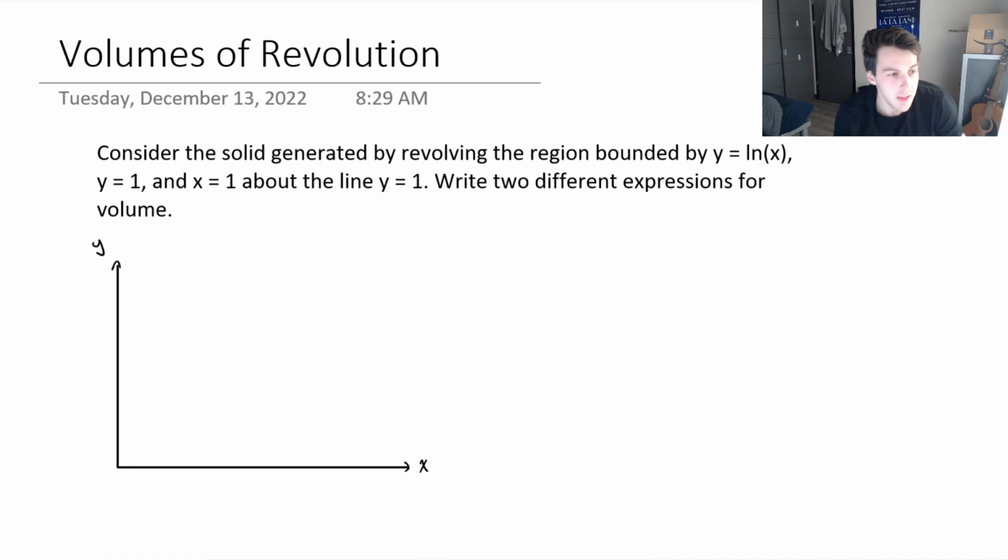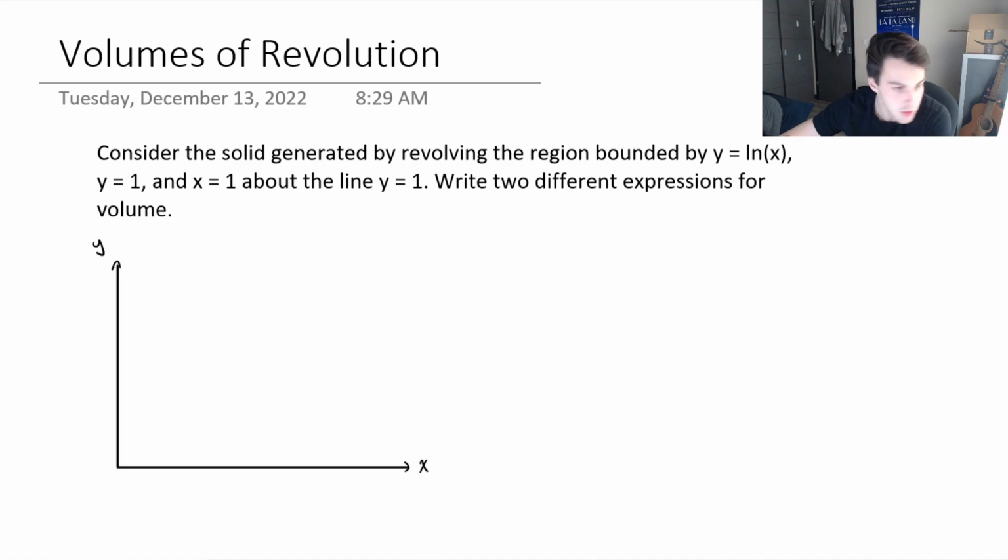Hey everyone. In this video we're going to take a look at a volumes of revolution question. We're told: consider the solid generated by revolving the region bounded by y equals ln of x, y equals 1, and x equals 1 about the line y equals 1. So the line y equals 1 is our axis of revolution. We're asked to write down two different expressions for the volume of this shape.